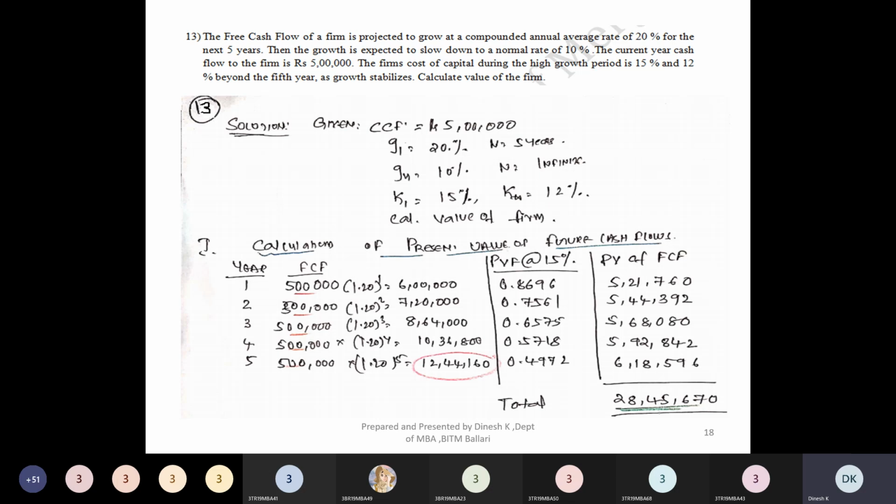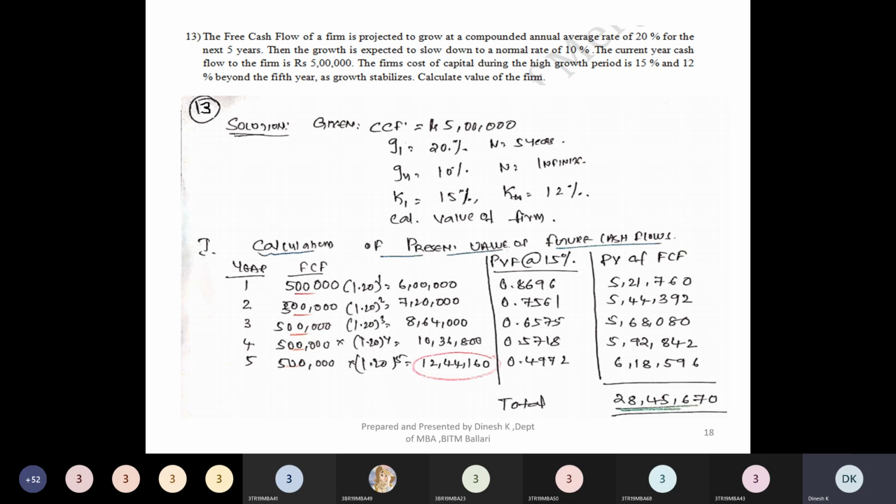So these are my future cash flows, right? The current cash flow is 5 lakhs. For the future cash flow, the first year I applied 1 plus g to the power of 1, then 1 plus g to the power of 2, 1 plus g to the power of 3, then 1 plus g to the power of 4, then 1 plus g to the power of 5. By applying the formula, I got the future cash flows, fine. So once the future cash flows are ready, then you need to convert that to the present value, right?